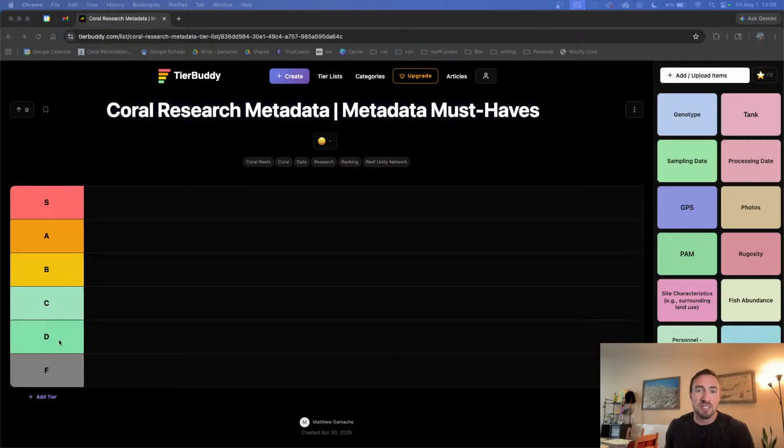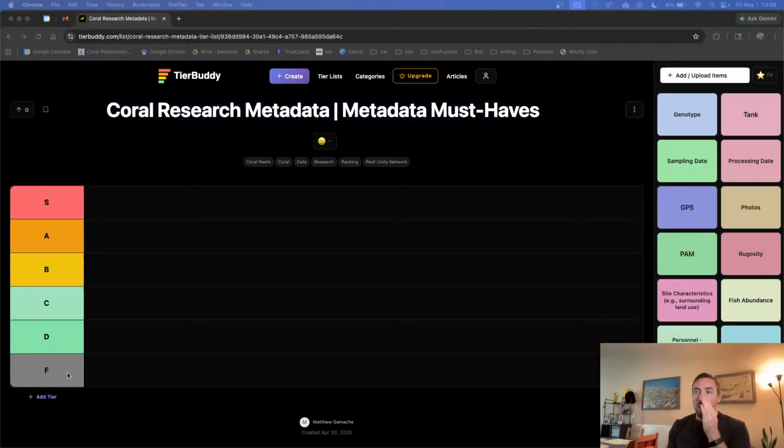D and F tier. So D tier probably means I've collected it in the past and I did nothing with it, or haven't done anything with it yet. So basically, I collected it. It didn't help me as much. I might consider not doing it in the future. And then F tier is like, I wouldn't bother with this at all, honestly. It's going to be similar. I may have collected it. I may not have collected it in the past. And I probably wouldn't do it for any of my future projects.